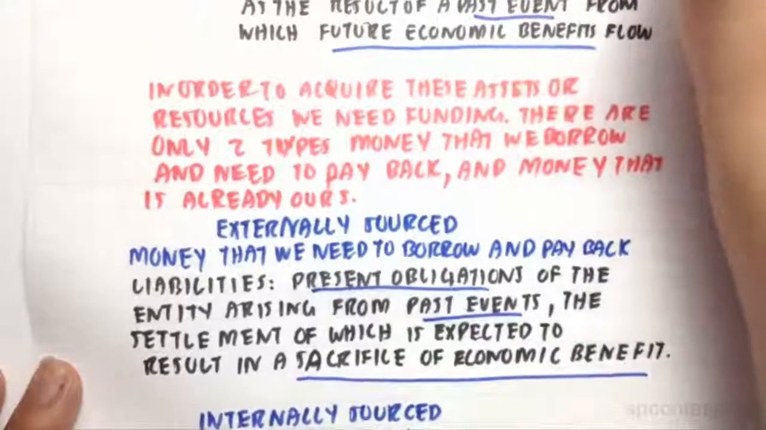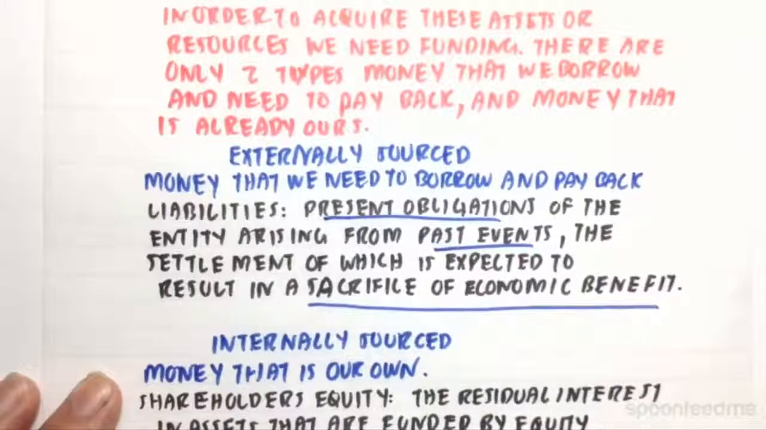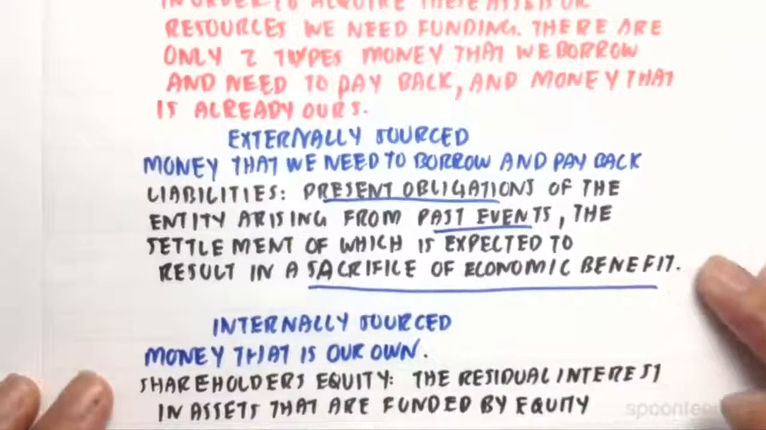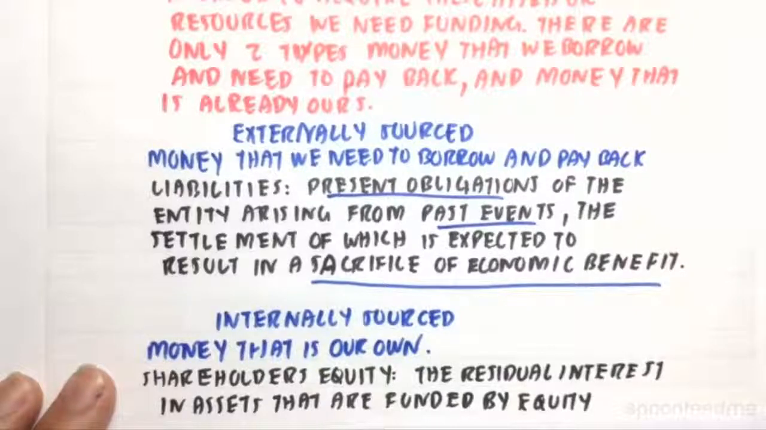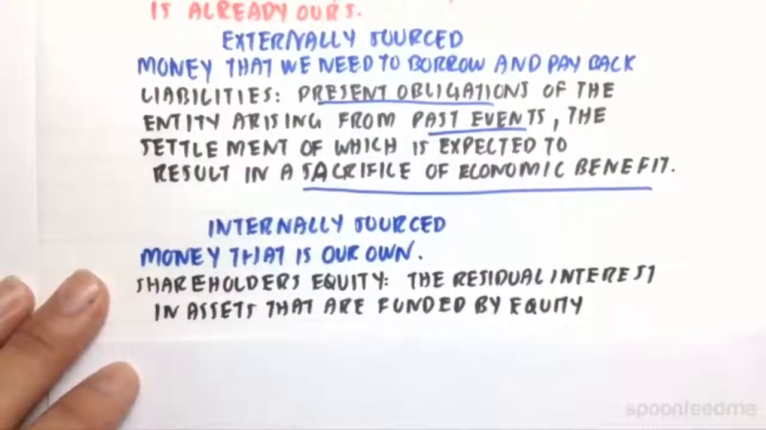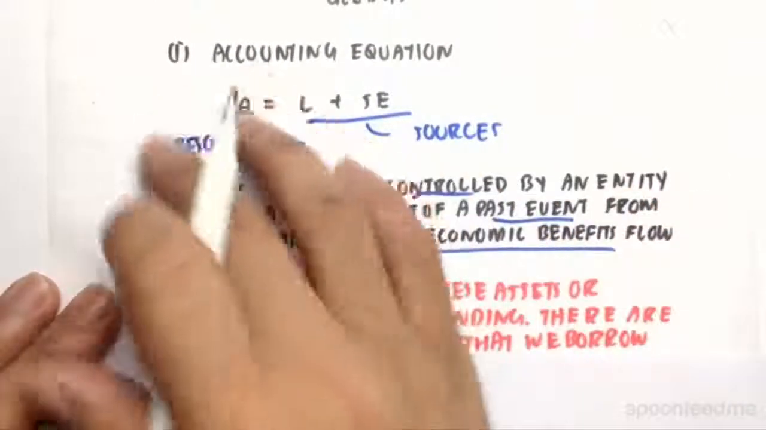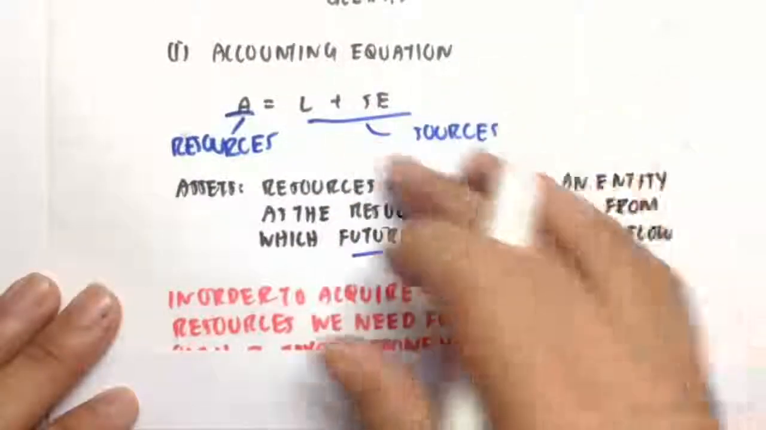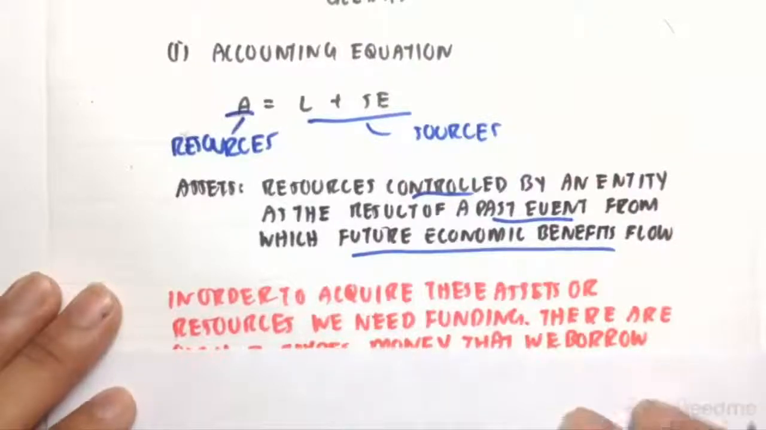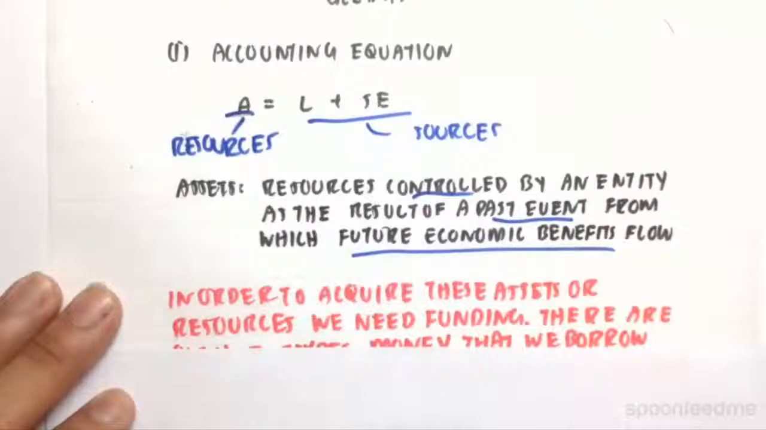Now the internally sourced funds that we use to acquire or buy assets, this is money that we have on our own and that's our own. It's what we call shareholders' equity and that's the residual interest of assets that are funded by equity. So again, if we look at our assets, our sources are pretty much the sources of funding that we get them from. We can either get our sources of funding from liabilities, so from bank loans and things like that, or shareholders' equity, which is our own money.